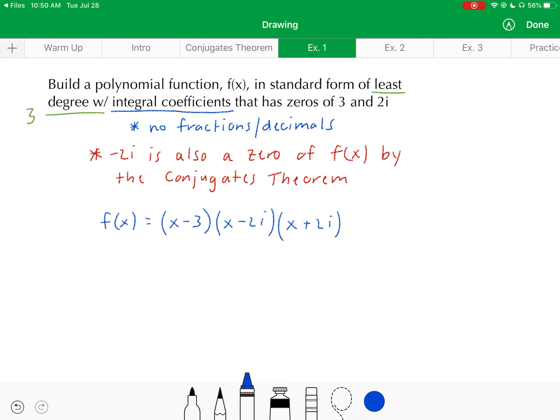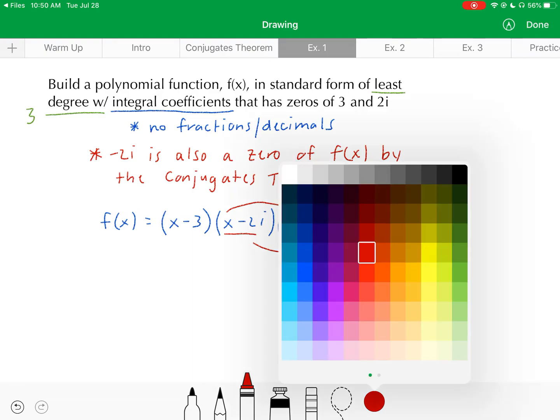Now the task is to multiply these 3 factors together so that I have the function in standard form, okay? I'm going to multiply the two conjugate factors together first, okay? So that means I'm going to multiply x minus 2i with x plus 2i. Reason I start there is because conjugates, when I multiply those out, I only have to do the first and last parts of the distribution FOIL process, okay?